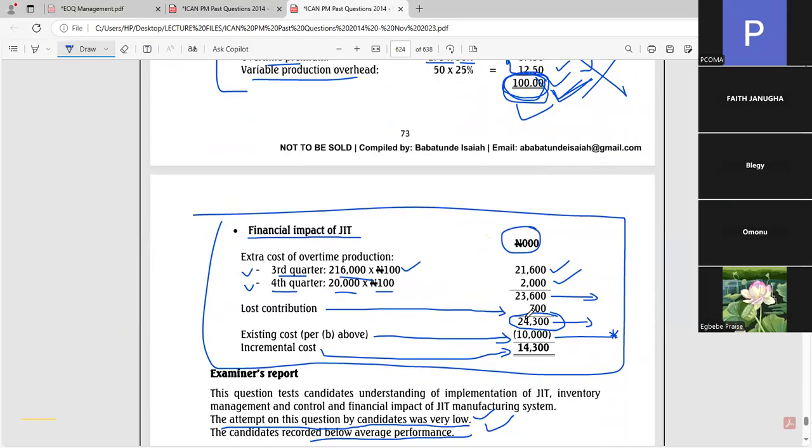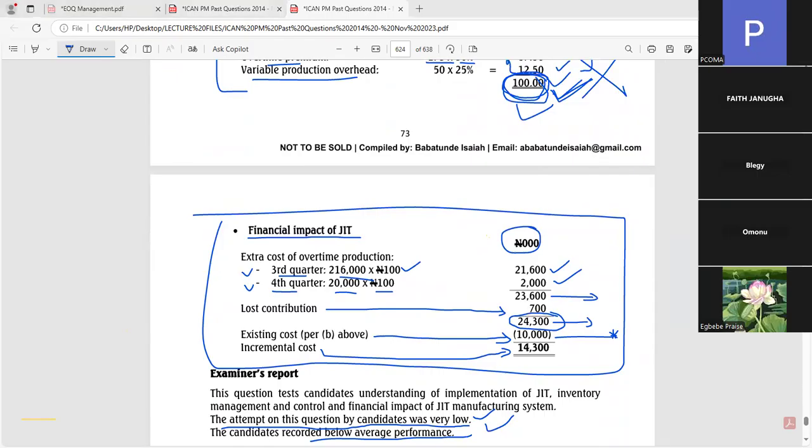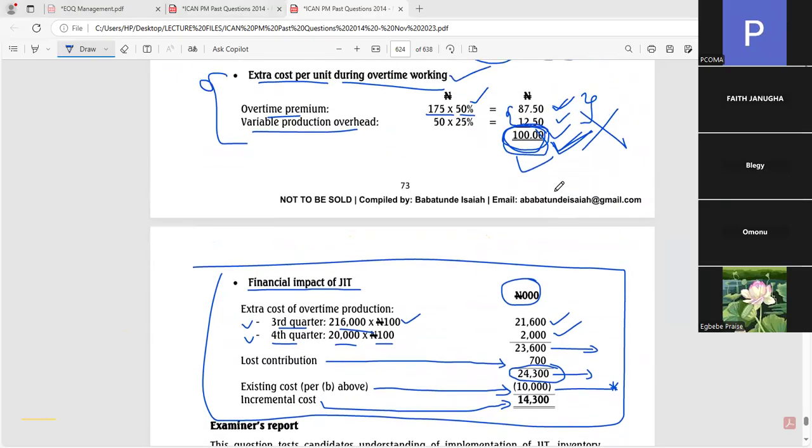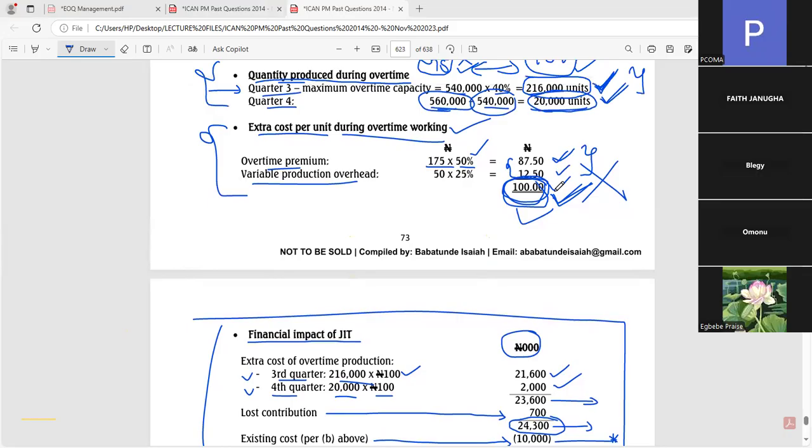Yes, please. I have a question. Please proceed. Can you hear me? Please proceed. This variable cost overhead, the 12.50 and 75, the 100 naira share: is it a cost or a revenue? Because you were saying this is the amount we will lose. I'm trying to understand, because if it's a cost, we are not losing anything. But you kept saying this is the amount we will lose. So is it a cost or a revenue in this case?